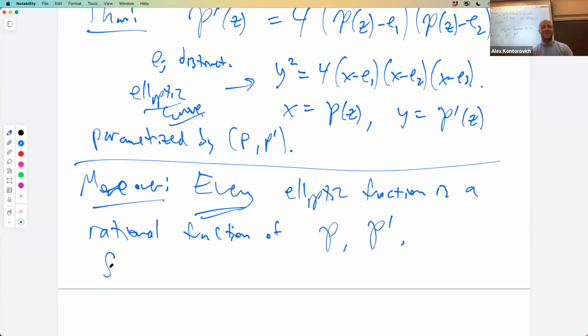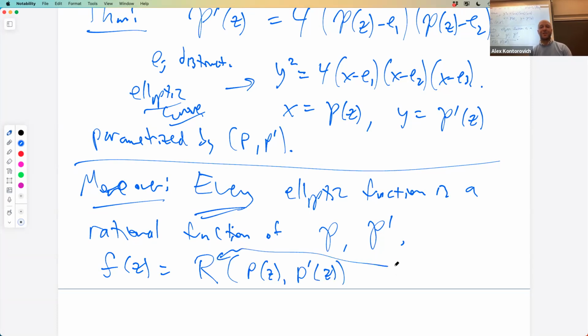So if F is elliptic, then there's some rational function R so that F is R of P and P prime. R is just a rational function, a ratio of polynomials, U over V. Polynomials U and V. So there's a polynomial in P and P prime, and you take one for the numerator, one for the denominator. If you know P, you know every elliptic function. Every elliptic function can be expressed as a rational function of P and P prime.